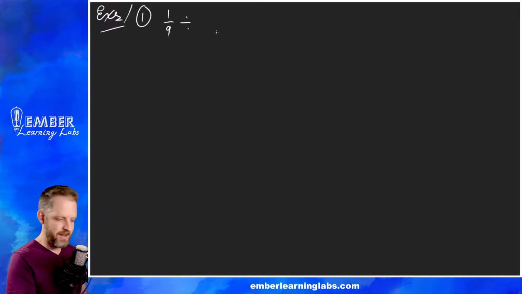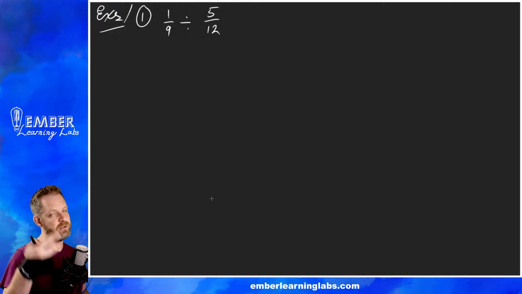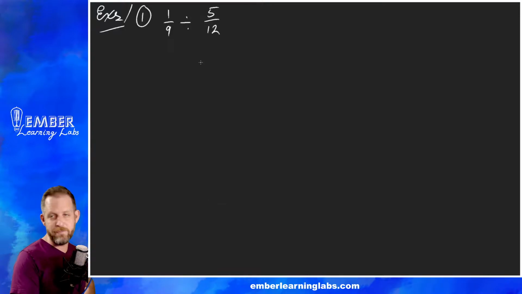All right, so example number 1. 1/9 divided by 5/12. Okay? How do we divide 1/9 divided by 5/12? Well, this is what you do. In order to divide fractions, you multiply by the reciprocal or the multiplicative inverse. And yeah, that's it. So we flip the second one and multiply. In short, simple language, we're going to flip this second one over, and then we're going to multiply.